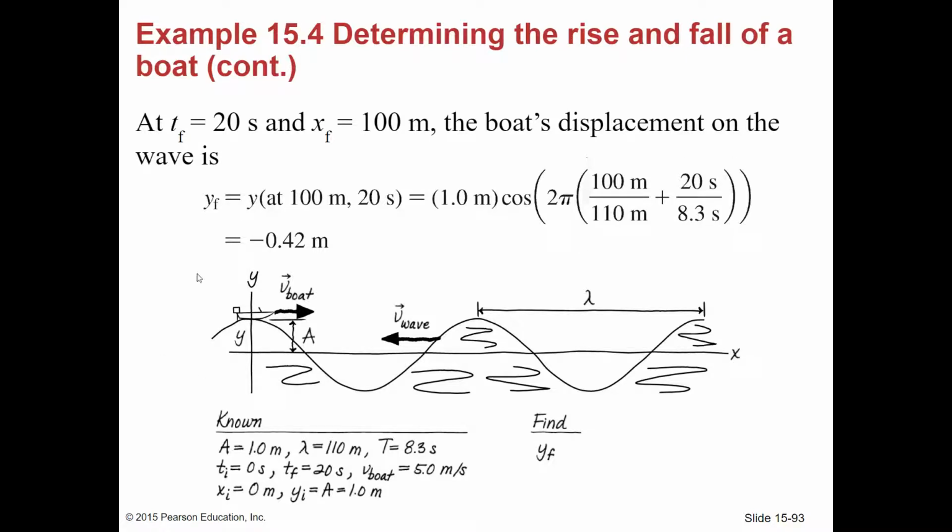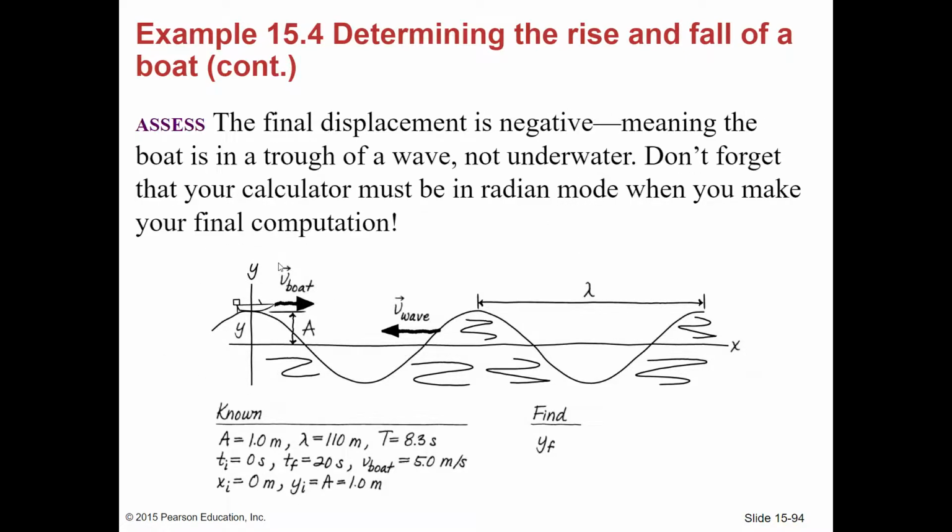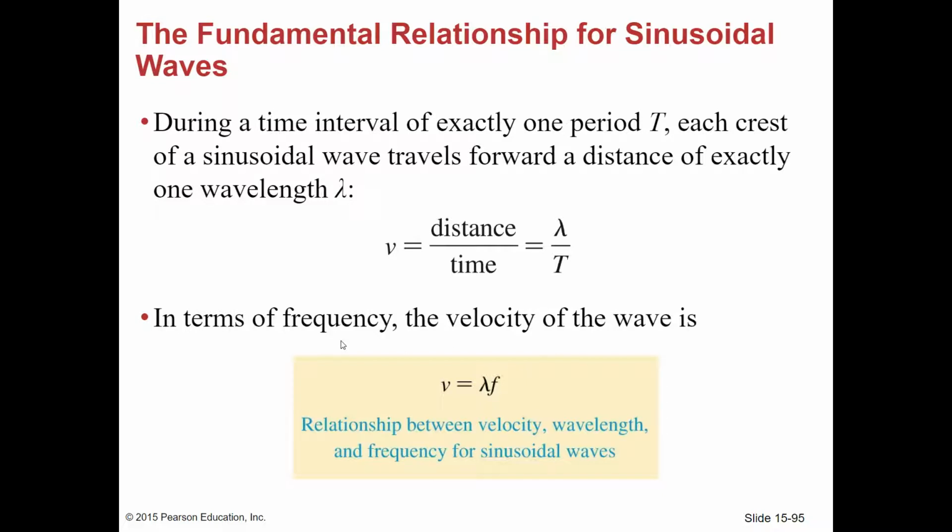Let your calculator do all the heavy lifting. We get negative 4.2 meters. So what that means is the boat is actually going to be not underwater, but under the water line, if that makes sense, like down here or down here. And we did all that work for that.